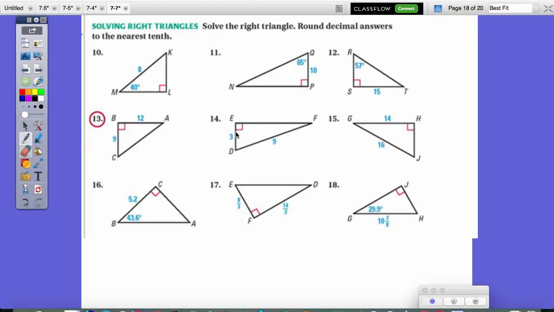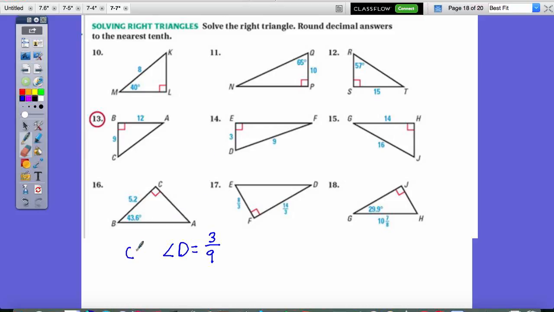For number 14. In this case, they've given us two dimensions. They want us to find the missing side length. So we can use Pythagorean theorem, which is what I'm going to do, and then we can also find D and F using ratios. If I want to find the measure of angle D, I want to find the measure of some unknown angle that I'm going to call D, and I have the adjacent, and this is the hypotenuse. So adjacent over hypotenuse.